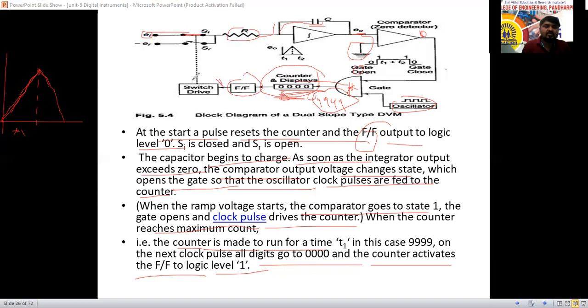On that condition, what will happen? It opens the S1 switch, and the SR switch closes. That one only they have told: flip-flop logic level 1. In detail they have not mentioned. Just a minute, I'll go to the next slide.